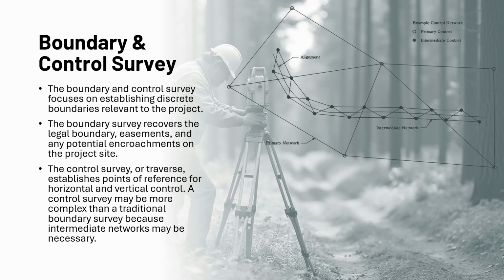So this is where you're actually going to run your traverse and establish your discrete boundaries that are going to be relevant to your project. I know you all recall what discrete boundaries are, what discrete data is. That's things that they have limitations. You can identify where it starts and where it ends, as compared to like contiguous information. Like the topo data you're collecting is contiguous.